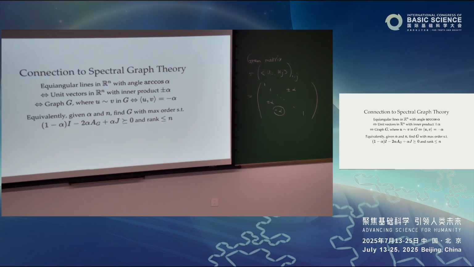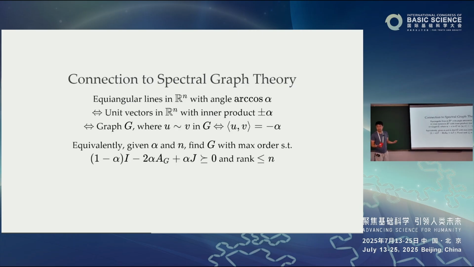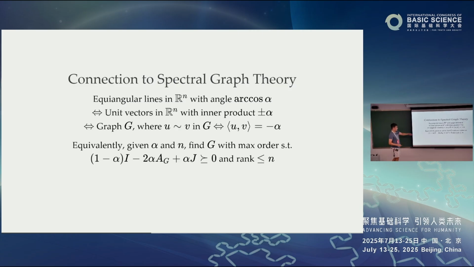And for a Gram matrix, we know that it has to be positive semi-definite, and also because we are looking at unit vectors in n-dimensional space, the rank has to be at most n. So these are the two conditions that you have, and then you can go back and forth between graphs and those unit vectors, as long as the graph satisfies these two spectral properties.